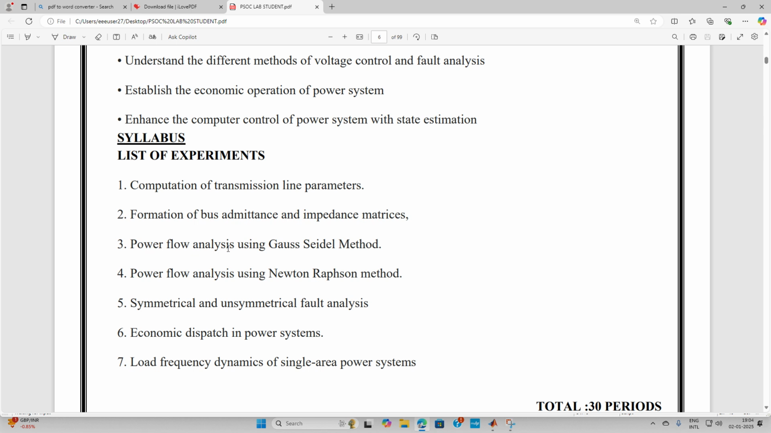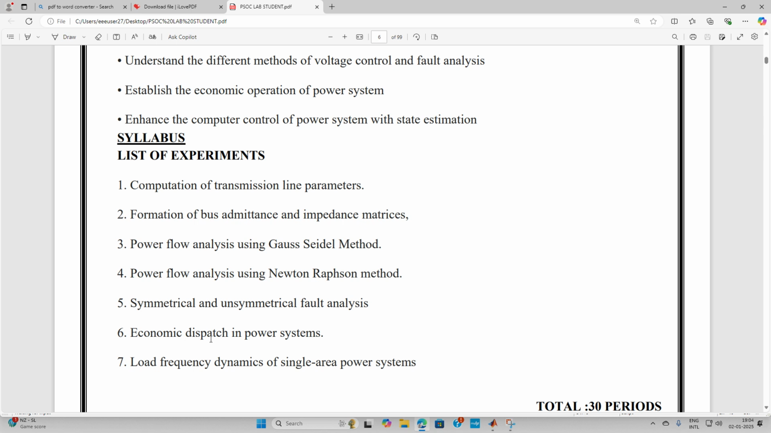Third one: power flow analysis using the Gauss-Seidel method. It is one type of method for how power flows from generation to transmission, and transmission to distribution. Next: power flow analysis using the Newton-Raphson method. It is another method for transporting the power supply. Fifth one: symmetrical and unsymmetrical fault analysis. Here we study what faults occur in the transmission line, the symmetrical and unsymmetrical fault analysis, and write a program for the relevant exercise.